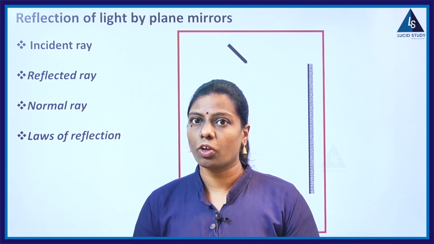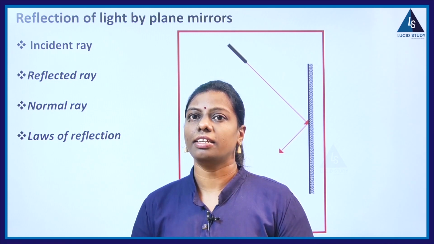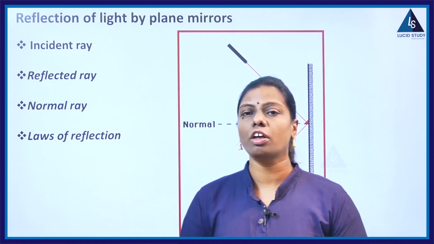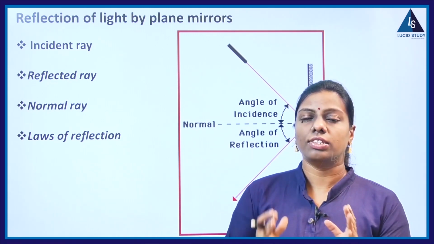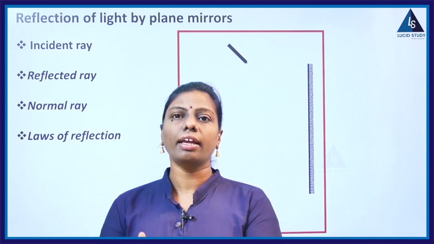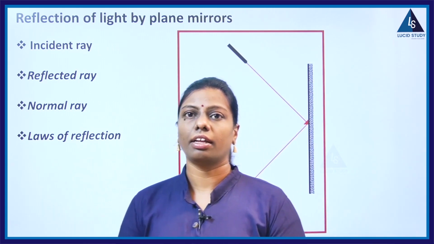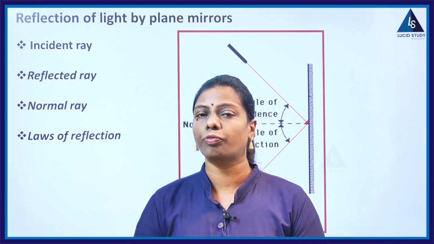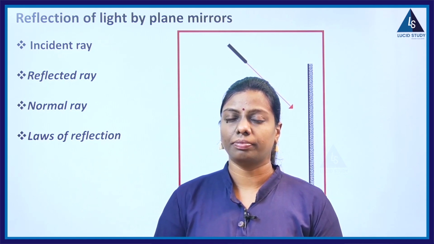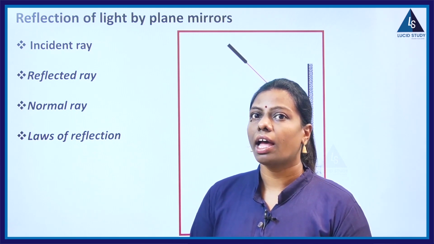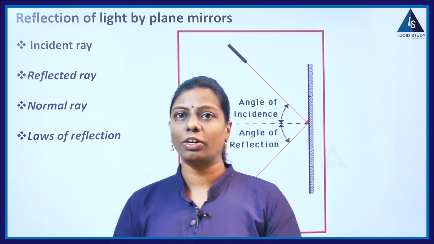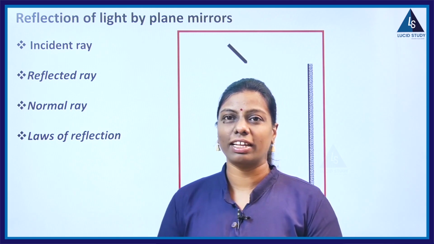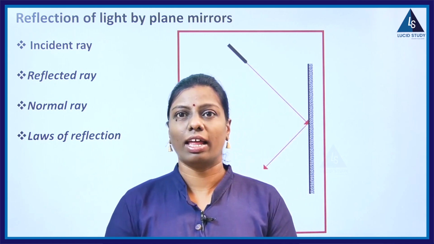What are the laws of reflection? Yes, we have two laws of reflection. The incident ray, normal ray and the reflected ray all lie on the same plane at the point of incidence. What is the second law? The angle of incidence is equal to the angle of reflection. This we all know well.